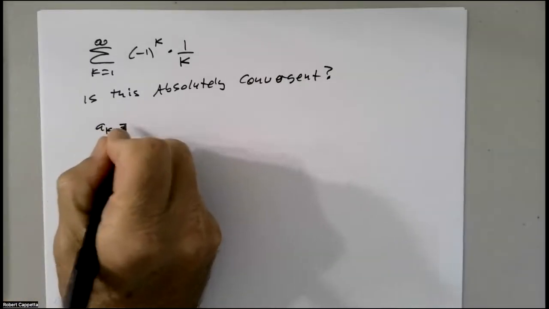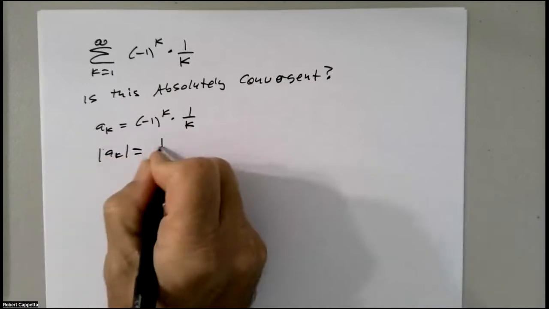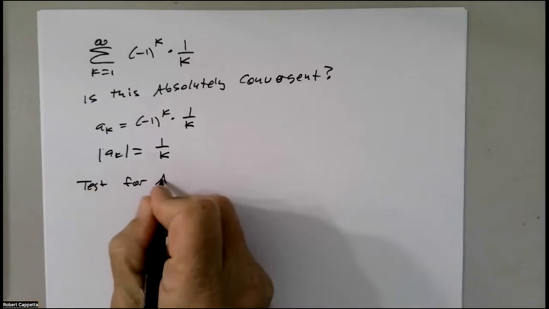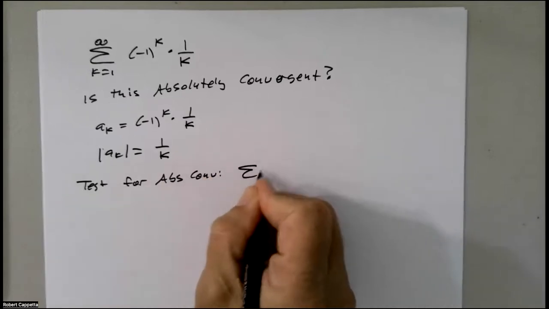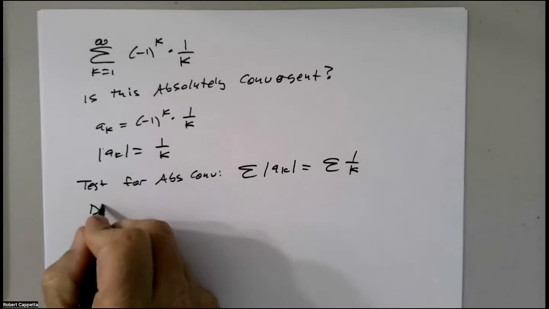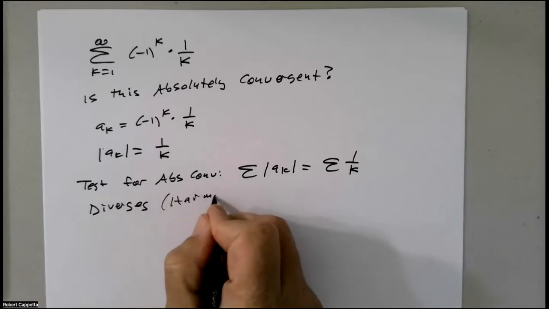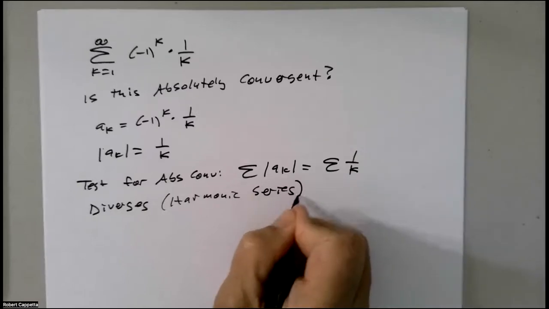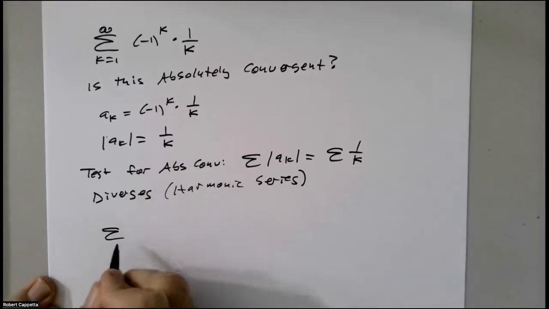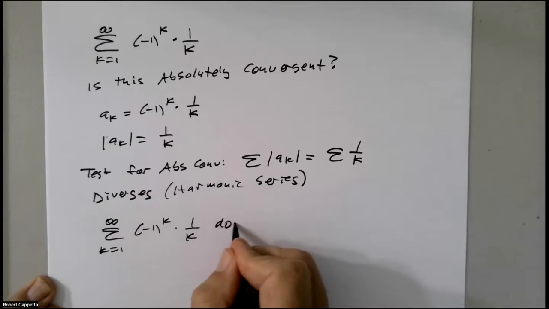Well, a sub k is negative 1 to the k times 1 over k. So the absolute value of a sub k loses the sign flasher, just becomes 1 over k. So test for absolute convergence. See if it's absolutely convergent. We look at the sum of the absolute value of a sub k, which is the sum of 1 over k. What does that do? That diverges. Why does it diverge? Well, it's the harmonic series is our reason. If you want to say it's a p-series with p equals 1, I could live with that too. But the harmonic series is probably our favorite diverging series. So it is not absolutely convergent. But remember, the sum as k goes from 1 to infinity of negative 1 to the k times 1 over k does converge thanks to the alternating series test.